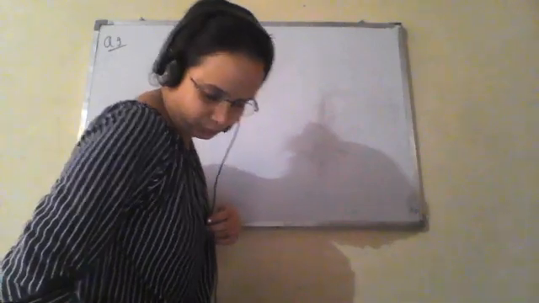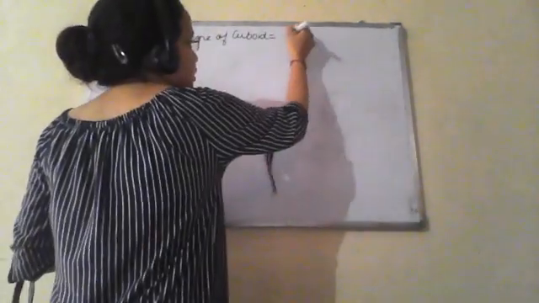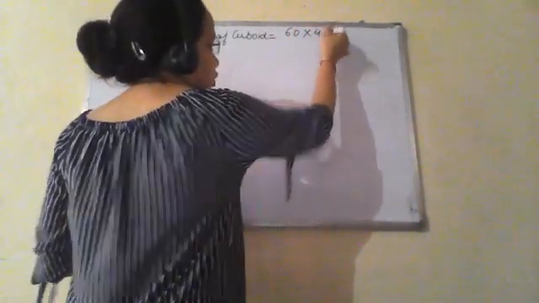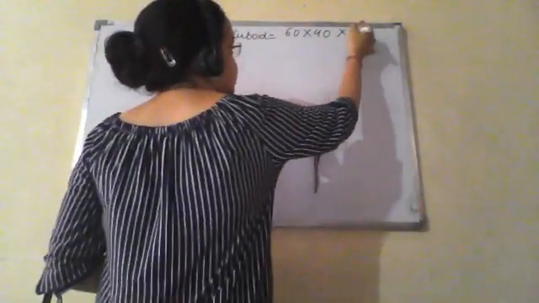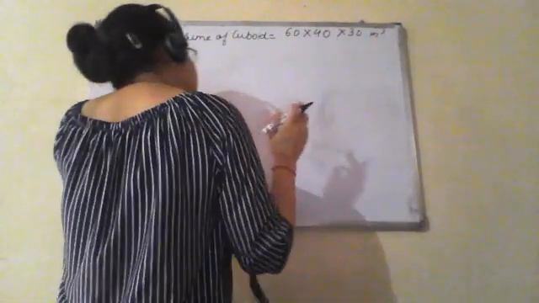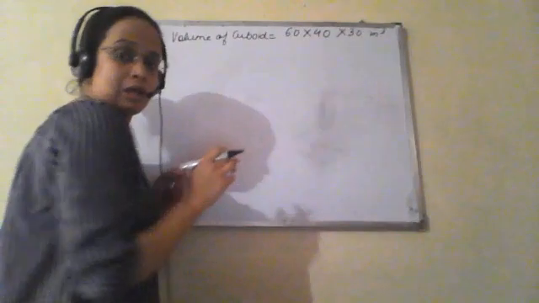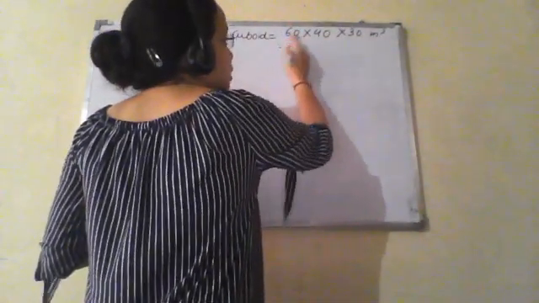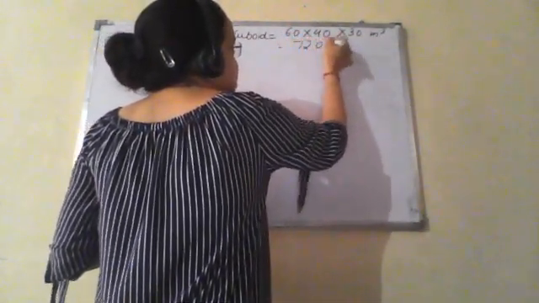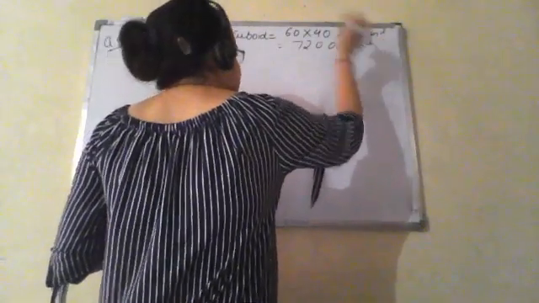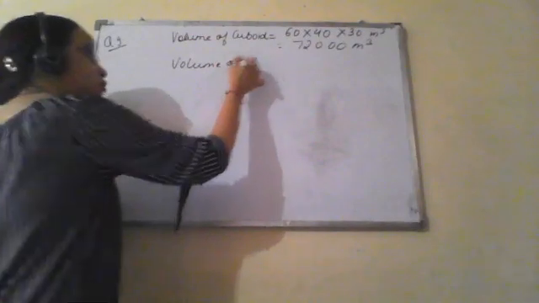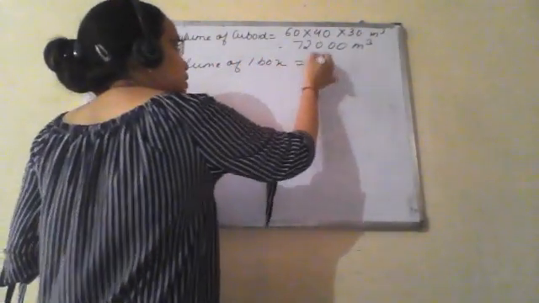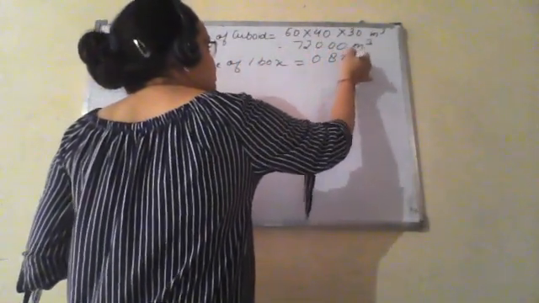This is 60 into 40 into 30 meter cube. These are length, breadth and height, and we can calculate the volume of the cuboid by the LBH formula, that is length into breadth into height. So it becomes 72,000 meter cube. Now the volume of one box is given as 0.8 meter cube.